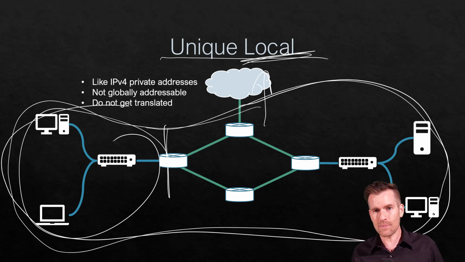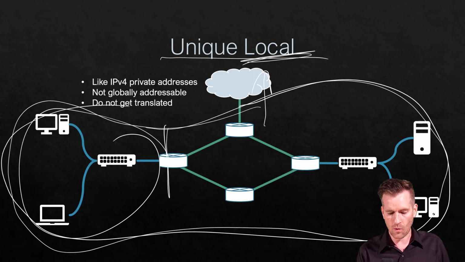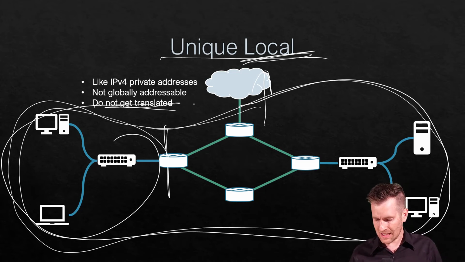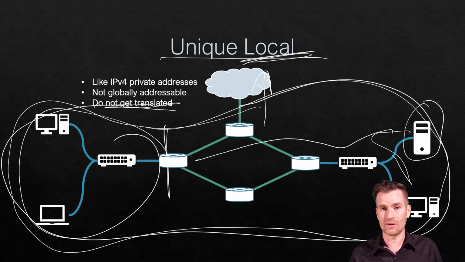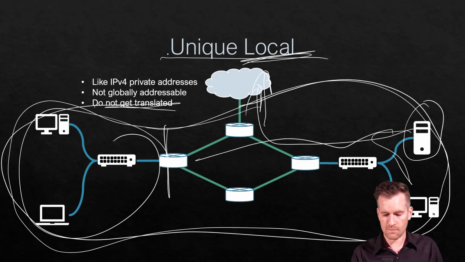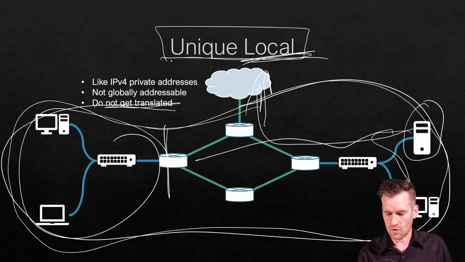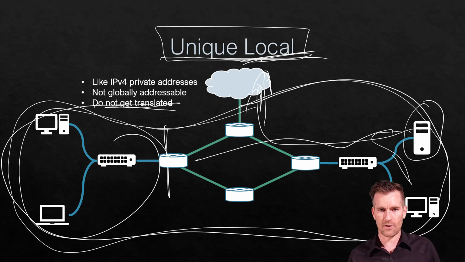And the idea behind it is that these won't get translated. So if you have a machine that's sensitive and you want it to be able to communicate to the rest of your network, but you don't want it to have access to the outside world, this might be a good use of a unique local address.